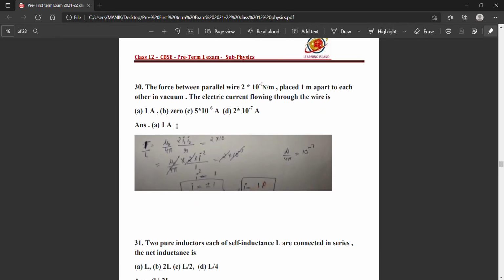Question number 30. The force between parallel wires is 2 into 10 to the power minus 7 newton per meter, placed 1 meter apart from each other in a vacuum. The electric current flowing through the wire is, here the answer will be 1 ampere. Why? The explanation is here. We know the force per unit length is equal to mu 0 by 4 pi into 2 I1 I2 by R, R is the distance. So if I put the values here, I can get I equal to plus minus 1. So that is 1 ampere.